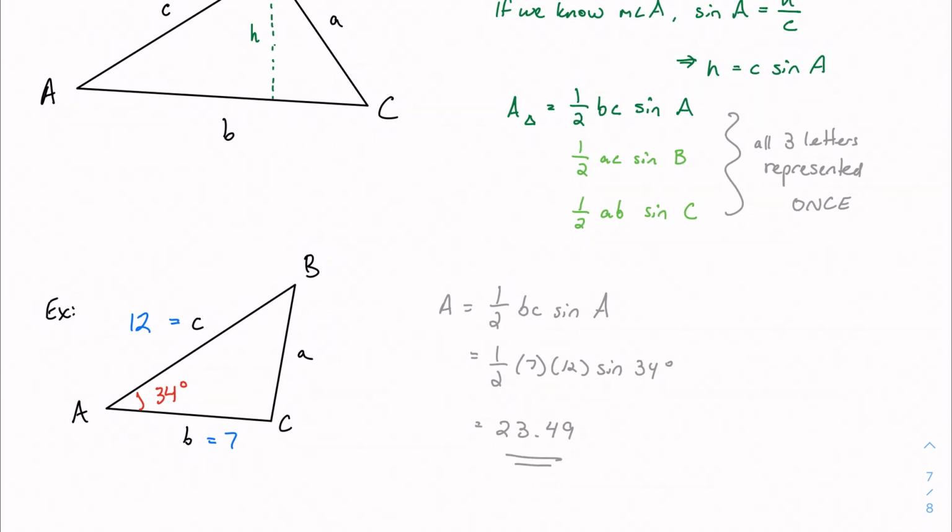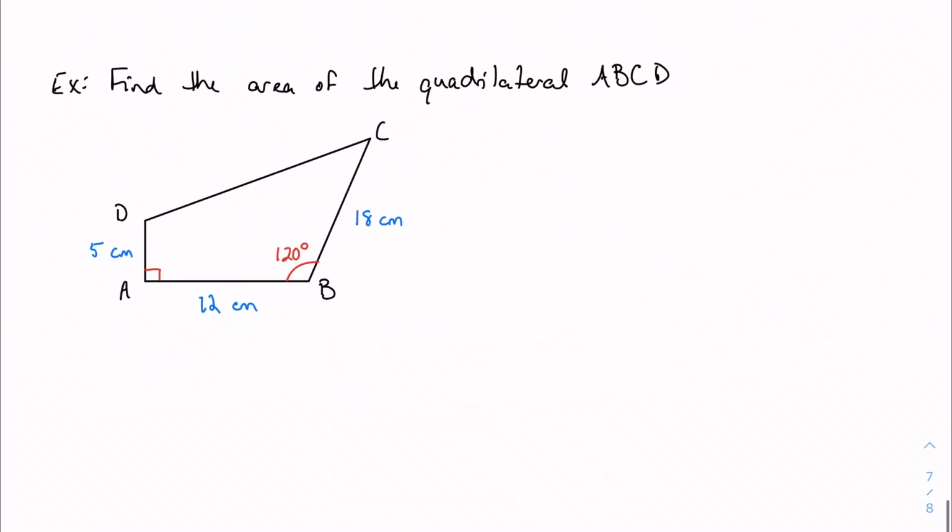IB wouldn't make it this easy for you. They're going to give you something like this. Find the area of the quadrilateral ABCD. Well, what we notice is I can turn this quadrilateral into 2 triangles by drawing a segment BD. It would help if I knew the length of BD. And it turns out that it happens to be the hypotenuse of my lower triangle. I'm going to call this triangle 1 and triangle 2.